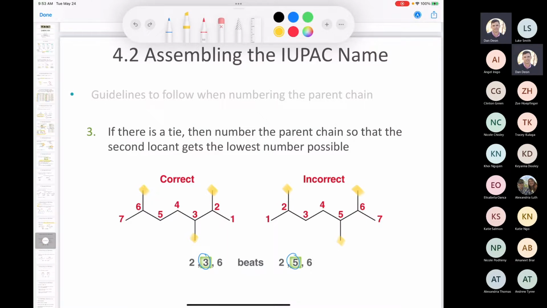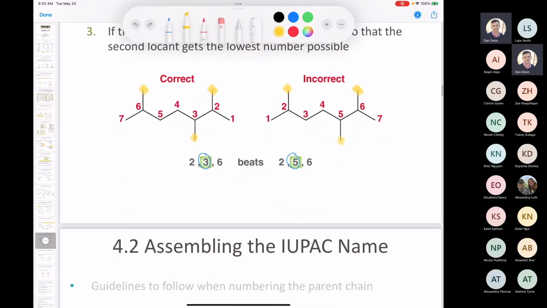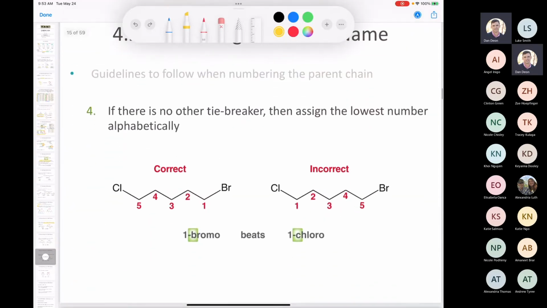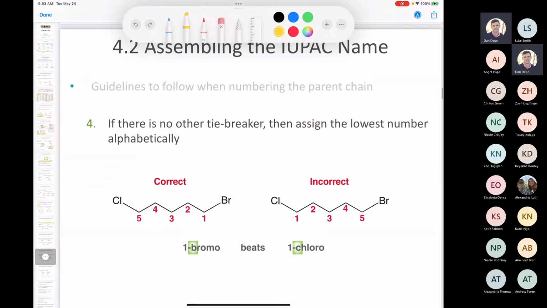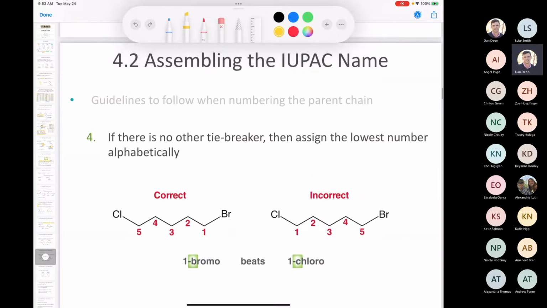You might be wondering, well, what if there's no point of difference, Mr. Dion? Well, what if there's no point of difference, and you've got 2 different substituents, like a chlorine and a bromine? Well, in that case, you go with alphabetical order, A to Z, okay? So you see that in both of these molecules, we have a chlorine and a bromine on the end.